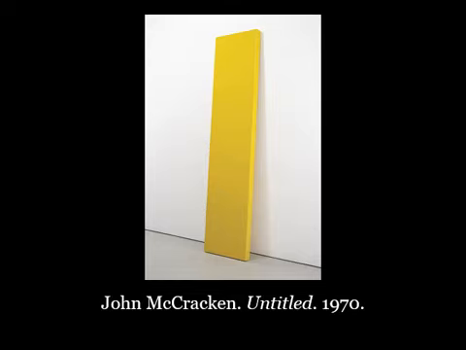Our first example, Untitled from 1970 by John McCracken, is an example of unity. Here we have a work that has almost complete unity. The entire piece is the same color, the same shade of yellow, and the only variation we're getting is a very small amount in the thickness and the size of the wood. Otherwise, the piece is almost completely unified.